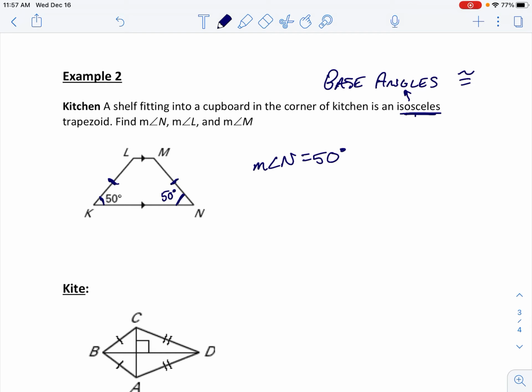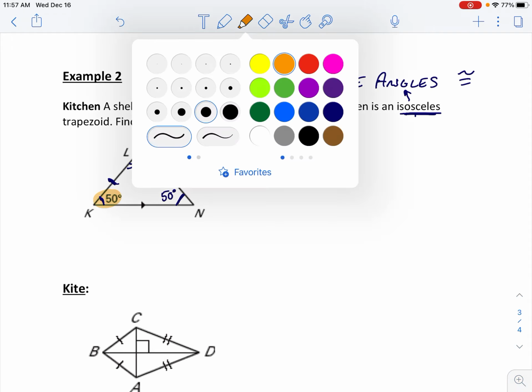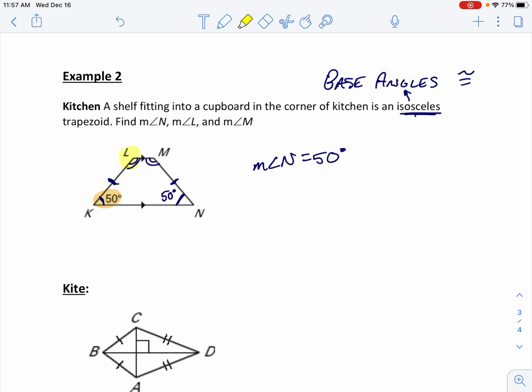And here's another thing that we can talk about. When I'm looking at L, and I'll give it 2 tick marks, because right now we know these will be the same thing. When looking at this 50-degree angle and this angle L here, they are consecutive interior angles. They are on the inside of the two bases, and they are on the same side of the parallel line. So these two are supplementary. They must add up to equal 180 degrees.